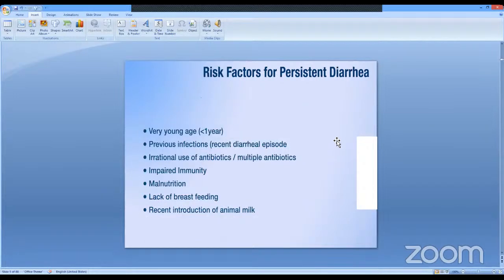Risk factors for persistent diarrhea: very young age, they are very prone to develop persistent diarrhea. Previous infection: suppose a baby has developed an infection and before complete recovery gets another infection, so that leads to persistence of the diarrhea. Irrational use of antibiotics or multiple antibiotics is also responsible. Impaired immunity is also responsible. Malnutrition is a very common factor for persistence of diarrhea, lack of breastfeeding, and recent introduction of animal milk is also very important.